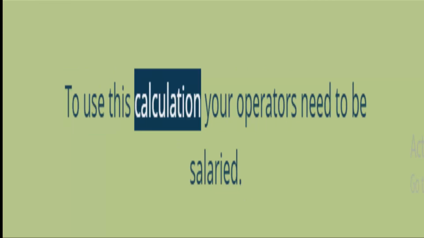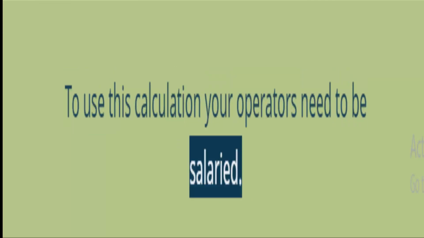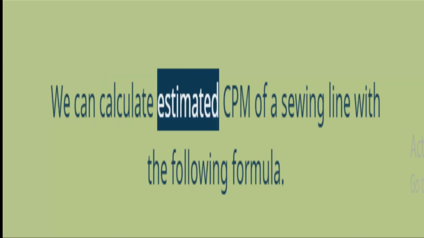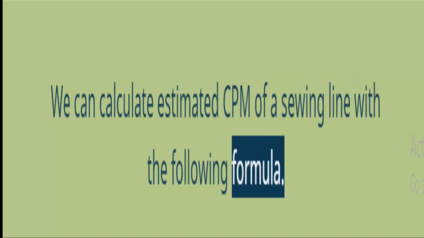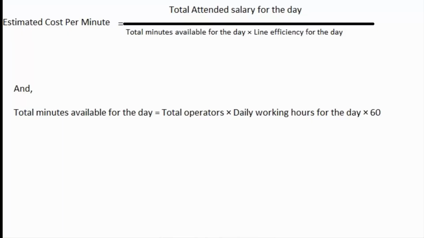How to find out estimated cost per minute of a sewing line? To use this calculation, your operators need to be salaried. We can calculate estimated CPM of a sewing line with the following formula. Estimated cost per minute equals total attended salary for the day divided by total minutes available for the day into line efficiency for the day.